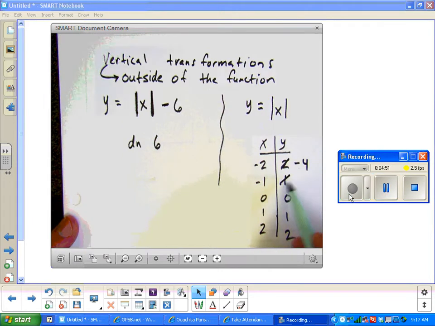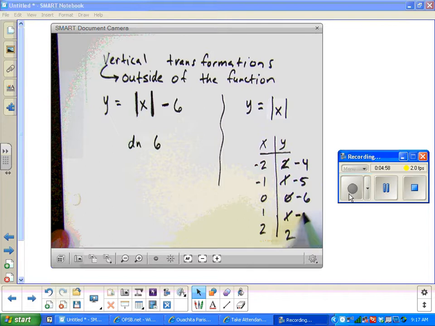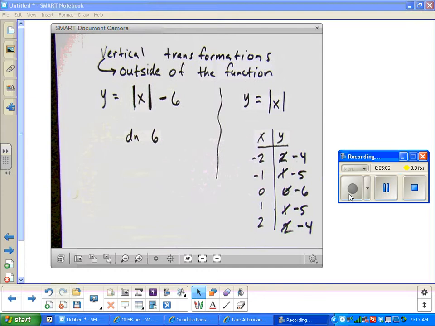And so this would give me what? -4, -5, -6. 1 minus 6 would be -5. 2 minus 6 would be -4. And then I'm going to graph that.